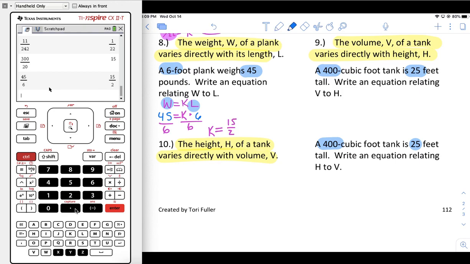So I'm going to take that same k value and plug it right back into my original equation. Keep the w, keep the l. We're just plugging the 15/2 into that equation. All right, number 9. The volume of a tank varies directly with the height.